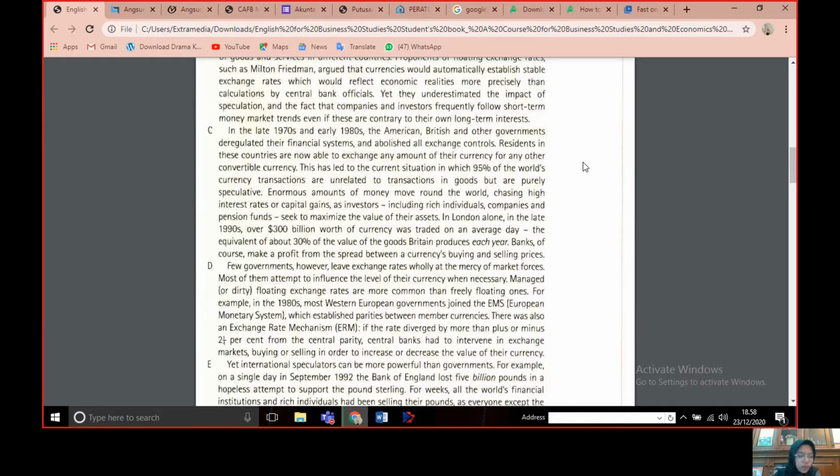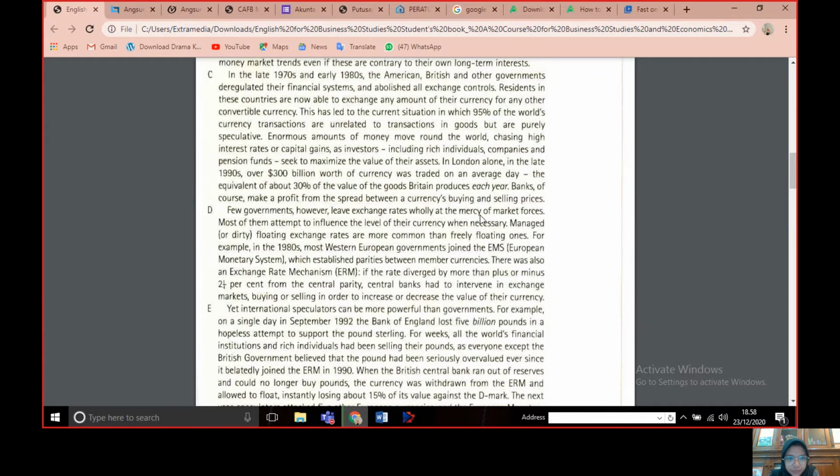In London alone, in the late 1990s, over $300 billion worth of currency was traded on an average day, the equivalent of about 13% of the value of the goods Britain produces each year. Banks, of course, make a profit from the spread between a currency's buying and selling price.